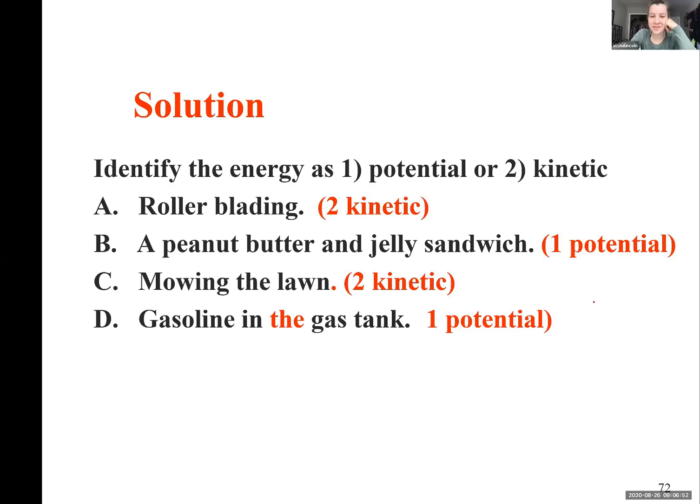I don't have a question. I just absolutely love that you used a peanut butter and jelly sandwich as potential energy. Do you like that? Peanut butter and jelly?